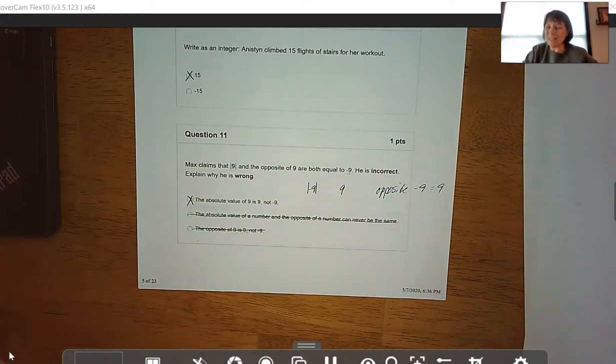All right, that kind of wraps up this section on absolute value and integers. So we'll go on. The next video we'll pick up with number 12.